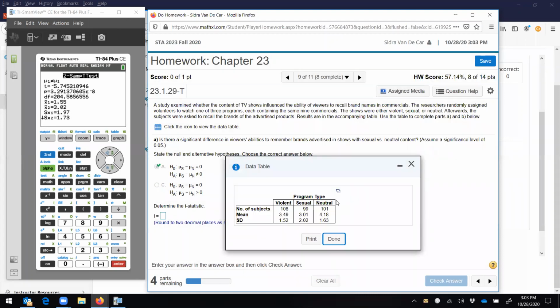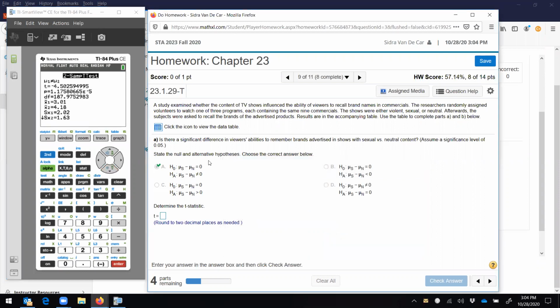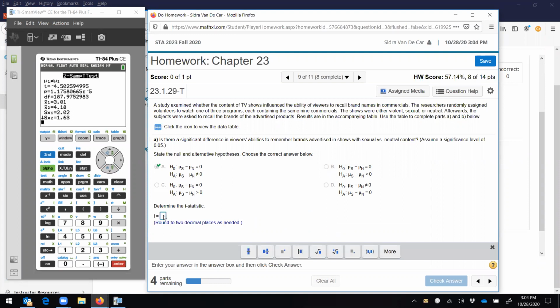We want the t-statistics, so here's our data table. So stat, tests, two-sample t-test. First mean, we're doing sexual and then neutral. 3.01, 2.02, and 99. And mean 2 is 4.18, 1.63, and 101. And so our t is negative 4.50.